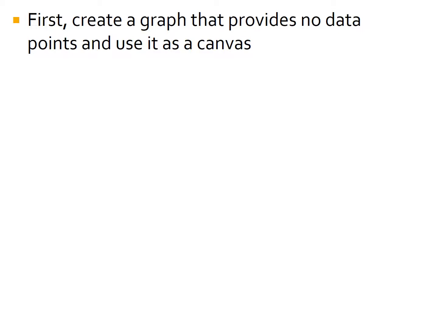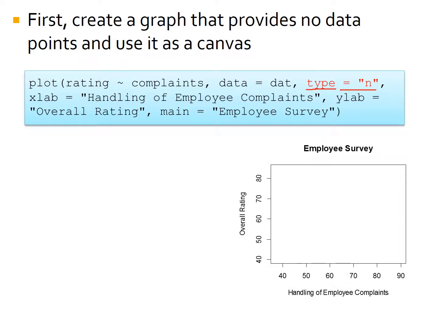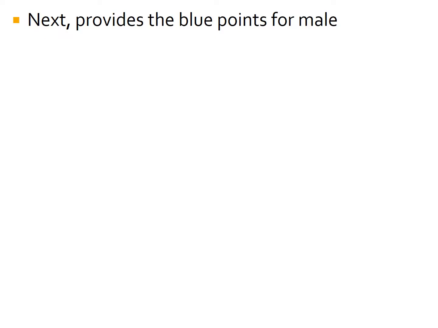We can create a graph that provides no data points at all and just use it as a canvas. I put everything as in the previous command, and then I just put type equal n like this. Type equal n means no data. So you will see a graph without any data, and then we will put the data back later.